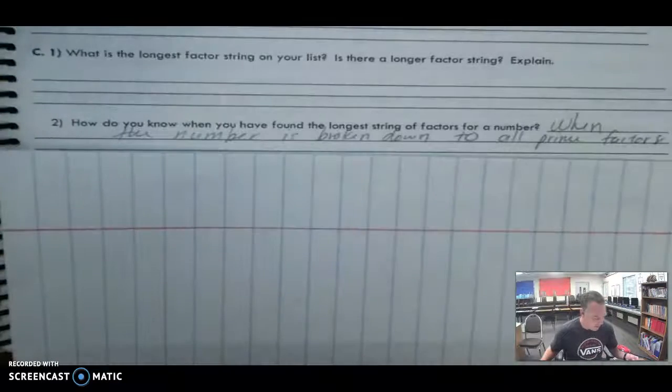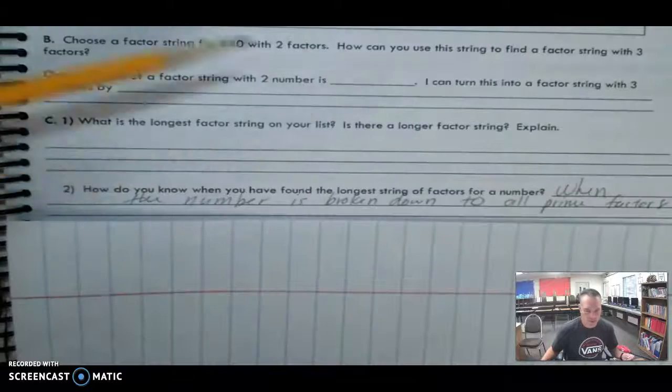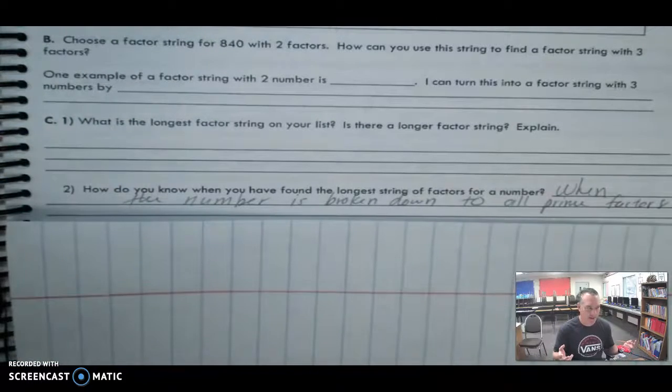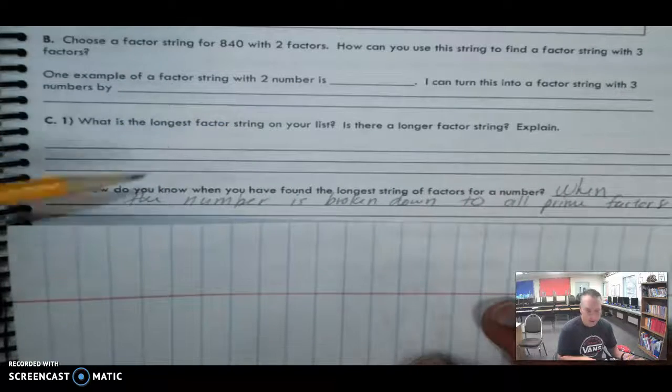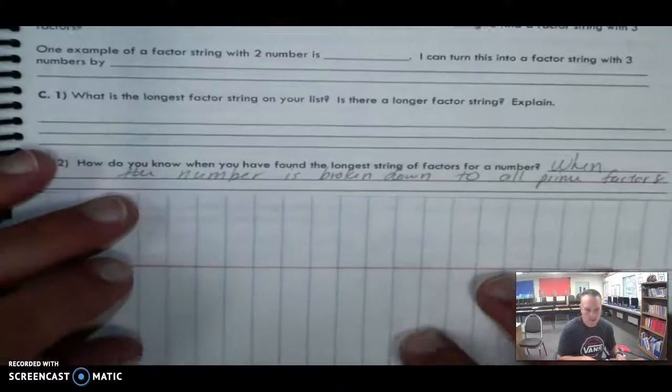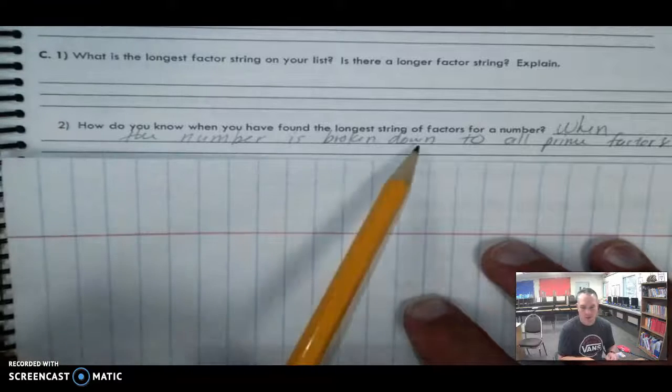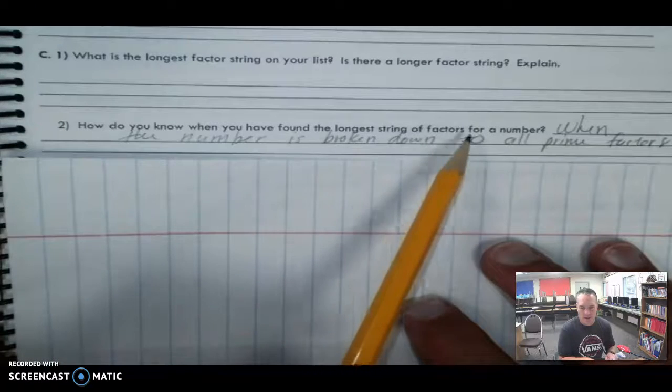All right, so the other answers, choose one with 2, right? I'm hoping that you're able to get those ones on your own. But any 2 numbers that multiply together to make 840, and then break down one of those composite numbers, okay? So that's how you get to 3. What is the longest factor string on your list? Well, that's on your list, okay? How do you know when you've found the longest factor string for a number?